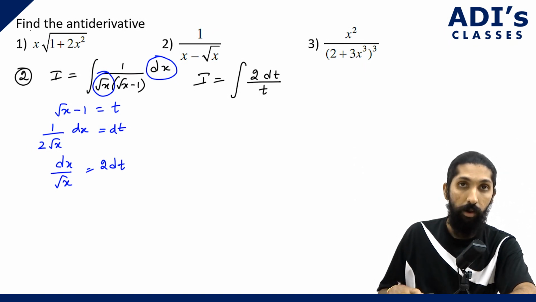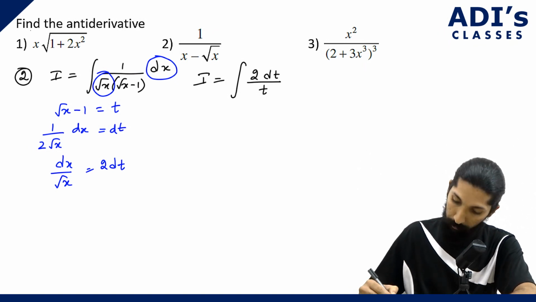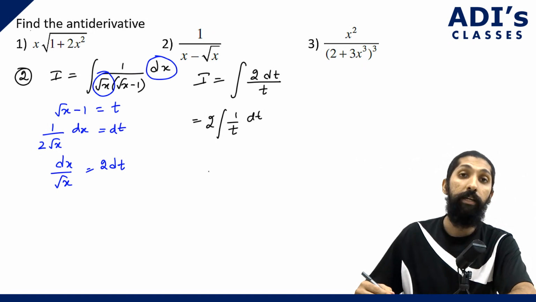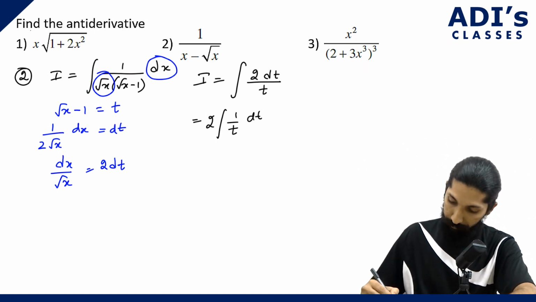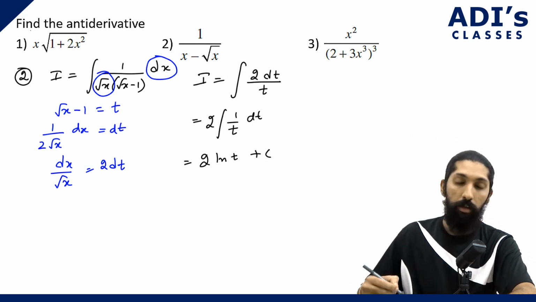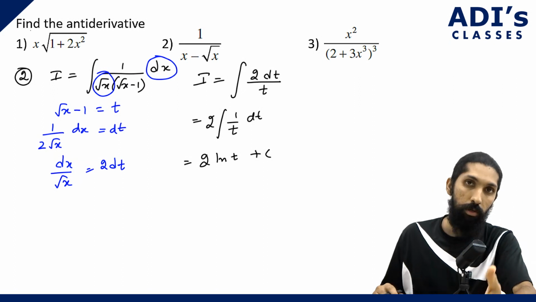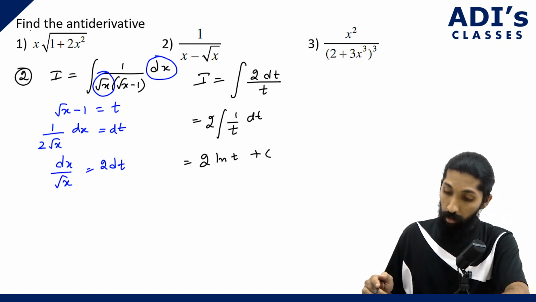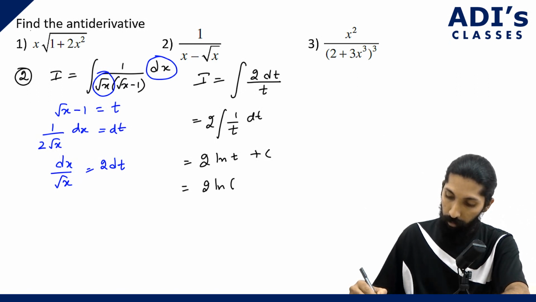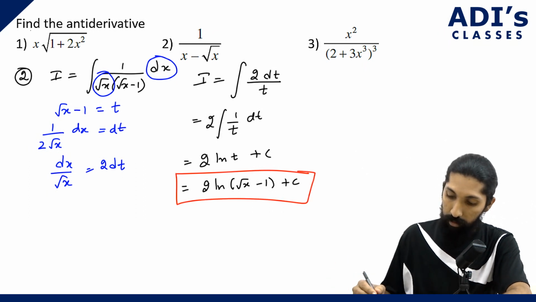Root x minus 1 is t. Now 2 is a constant, 2 times integral of 1 by t dt. 1 by t integral is what? Log, correct? 2 log of t plus c. Now log, you can write log of mod t. You know that log cannot be negative, so log of t is also good enough. So what is t then? T is root x minus 1. 2 times log of root x minus 1 plus c. So this is going to be the answer for the second question.